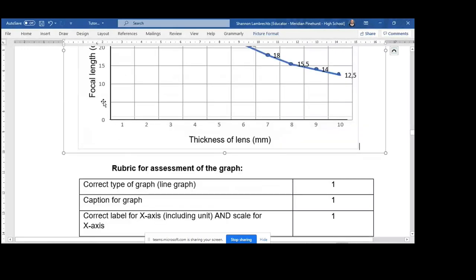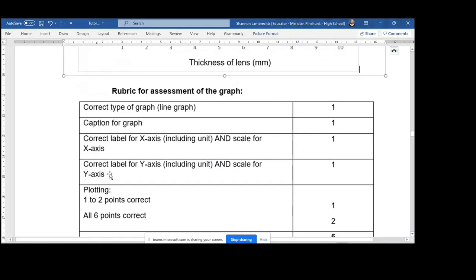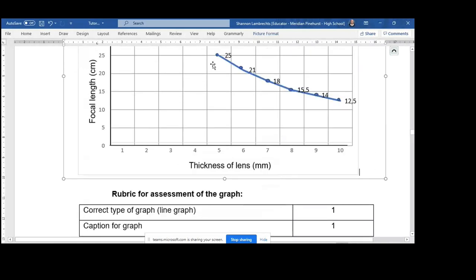Once again, you start with 5, you continue with 5. You start with 10, you continue with 10. Okay, and that's a mark there. And then finally, plotting 1 to 2 points correct, that would only be 1 mark. All 6 points plotted, that would be full marks, as you can see over there.